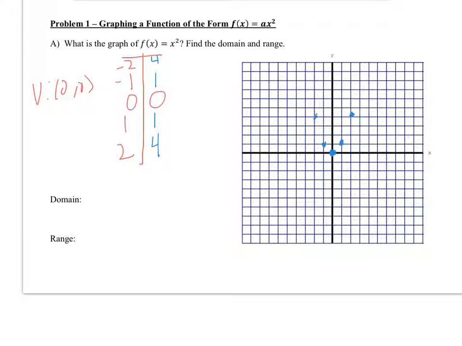You should always have at least 5 points, and you should have a smooth curve. It should look like a U. Mine's not the best, but that's what it is.